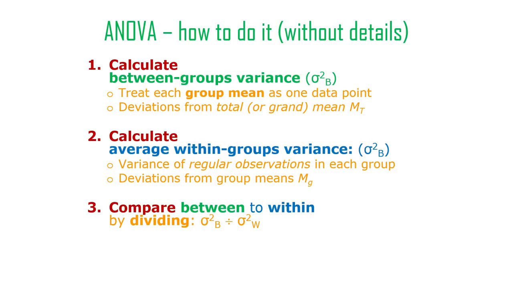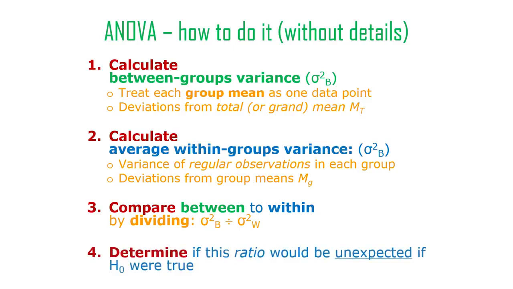One of the classic ways to compare things like this is to divide one of them by the other. So we divide the between groups variance by the within groups variance. And that gives us one number. And of course there's a sampling distribution of that number. And that's how we determine whether we think the difference in between means was greater than can be explained by sampling variation alone. So if that ratio of between groups variance to within groups variance is big enough that it would be unexpected under the null hypothesis, then we reject the null hypothesis. We say this is unlikely if the null hypothesis were true, therefore we reject it.